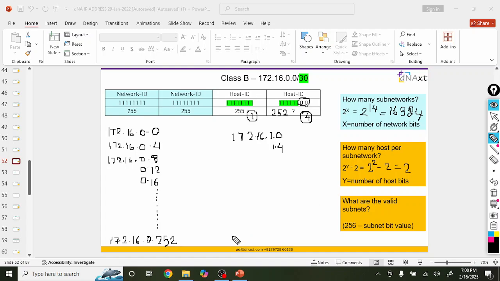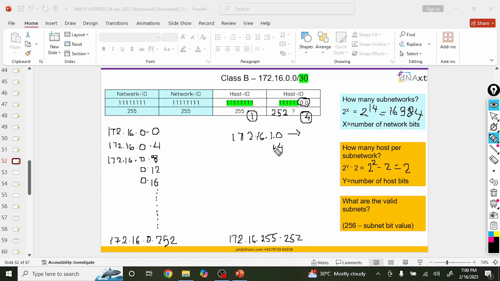So the last subnet will be 172.16.255.252. Okay, this will be the last subnetwork. Broadcast ID of this subnetwork is 172.16.255.255.